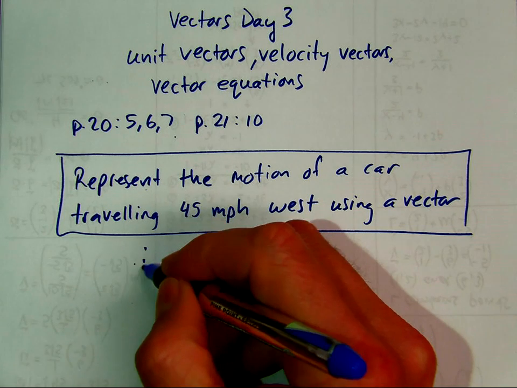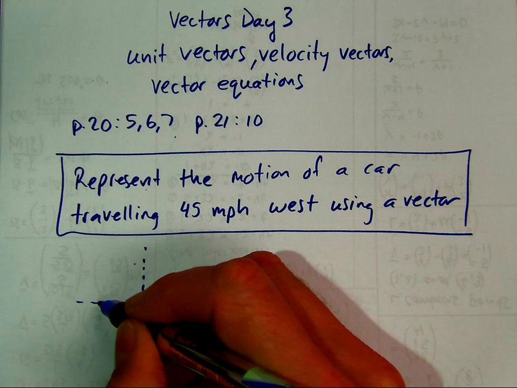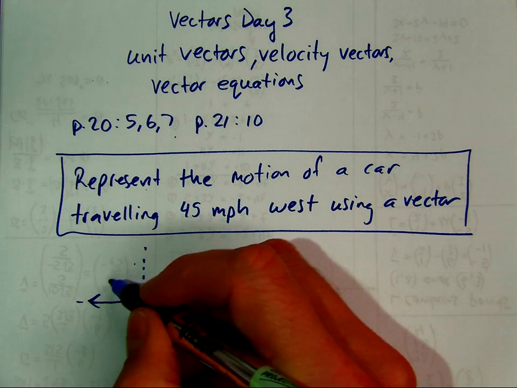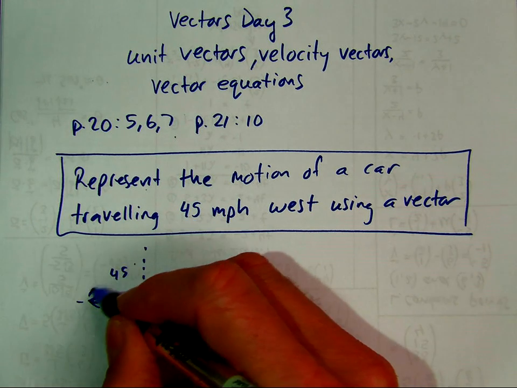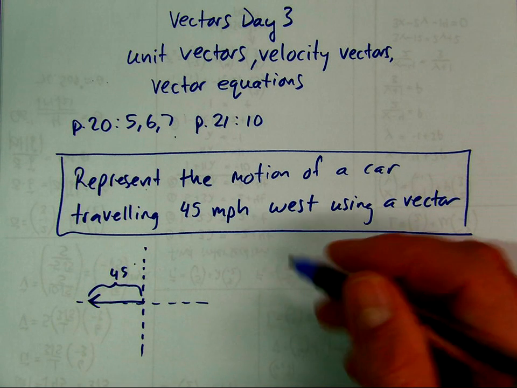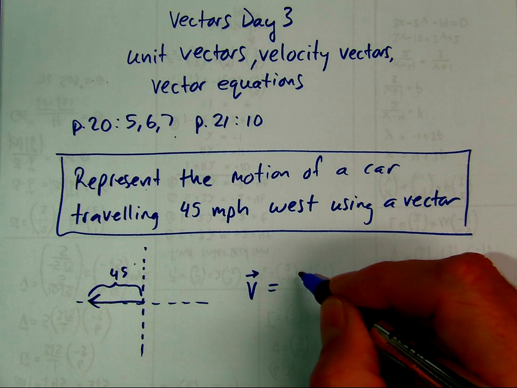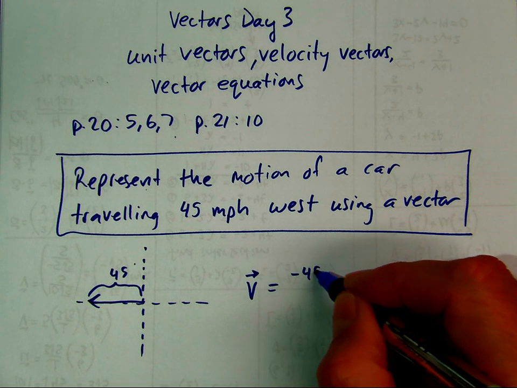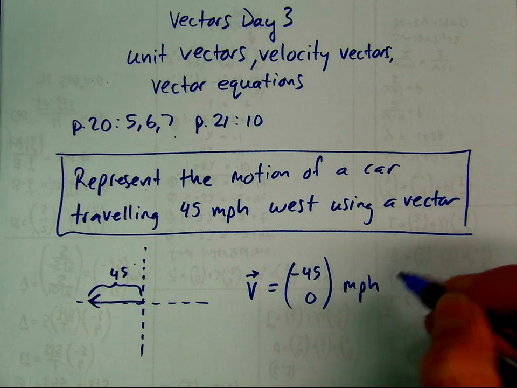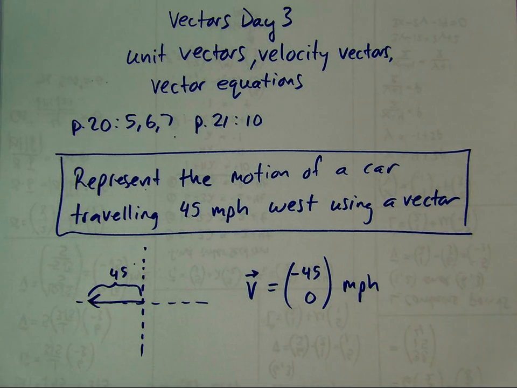And that would just be, we're going to go west, and the magnitude of the vector has to be 45. The length of the vector or magnitude is 45. So we could say that the velocity vector is negative 45, 0 miles per hour. And just because moving left is negative, we have to put a negative there.